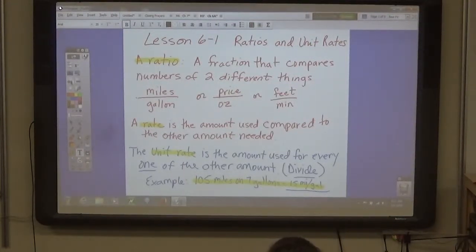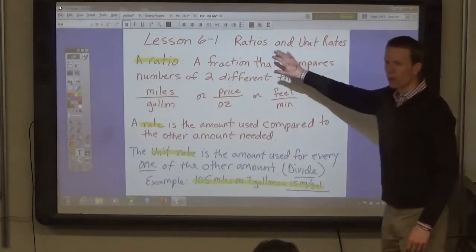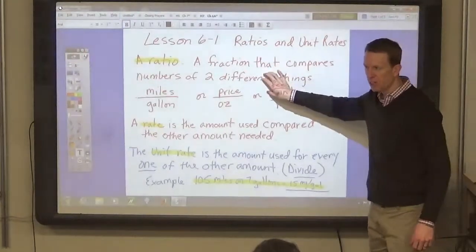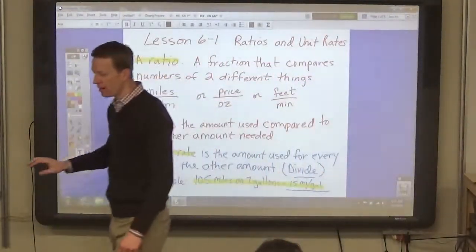Today we're going to start chapter 6, class. The first lesson we're going to review ratios and fractions and specifically talk about what are called unit rates.